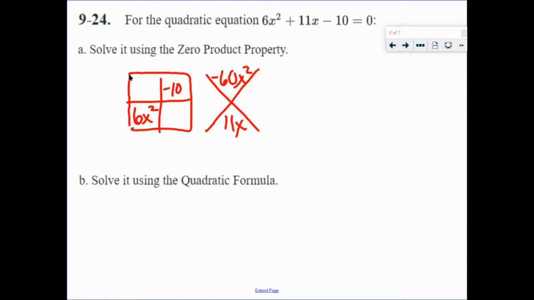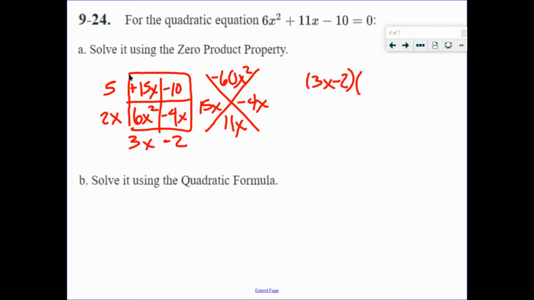Hopefully you see that it should be a positive 15x here and a negative 4x here. So I'm going to put this guy up here, positive 15x, negative 4x down here. And we have 2x, 3x. This should be a positive 5 and a negative 2. So when you write it out, you should have 3x minus 2 times the quantity 2x plus 5 equals 0.